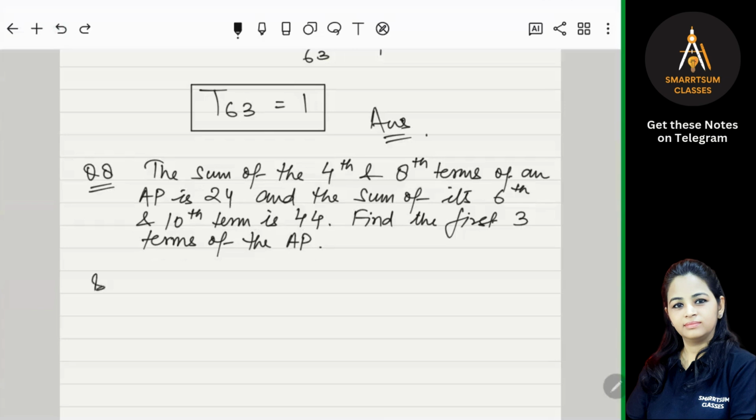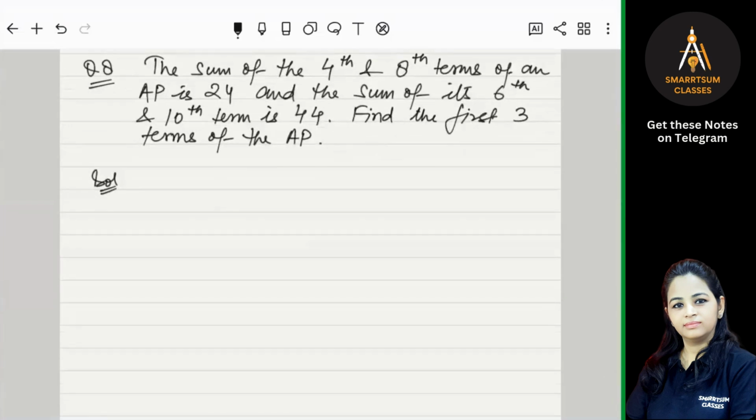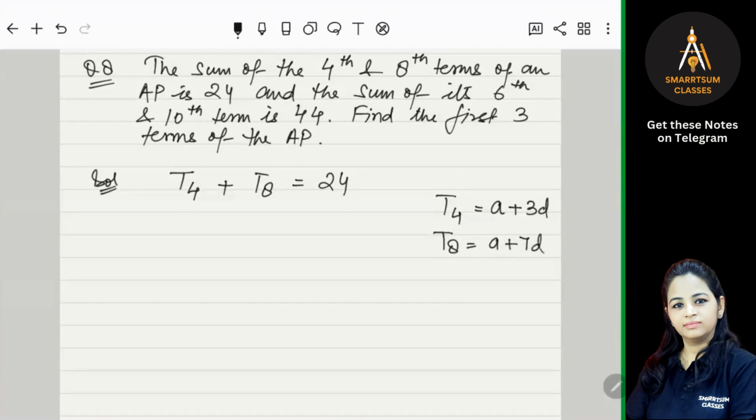Are you getting that? Now, how to do this question? So, as it is given here, sum of 4th and 8th term is 24, right? So, T4 plus T8 is 24. This is given, right? Now, what is T4? Value of n is given. Yes or no? Right? Okay. So, what is T4 in terms of n? A plus 3D. And what is T8? A plus 7d, yes or no?